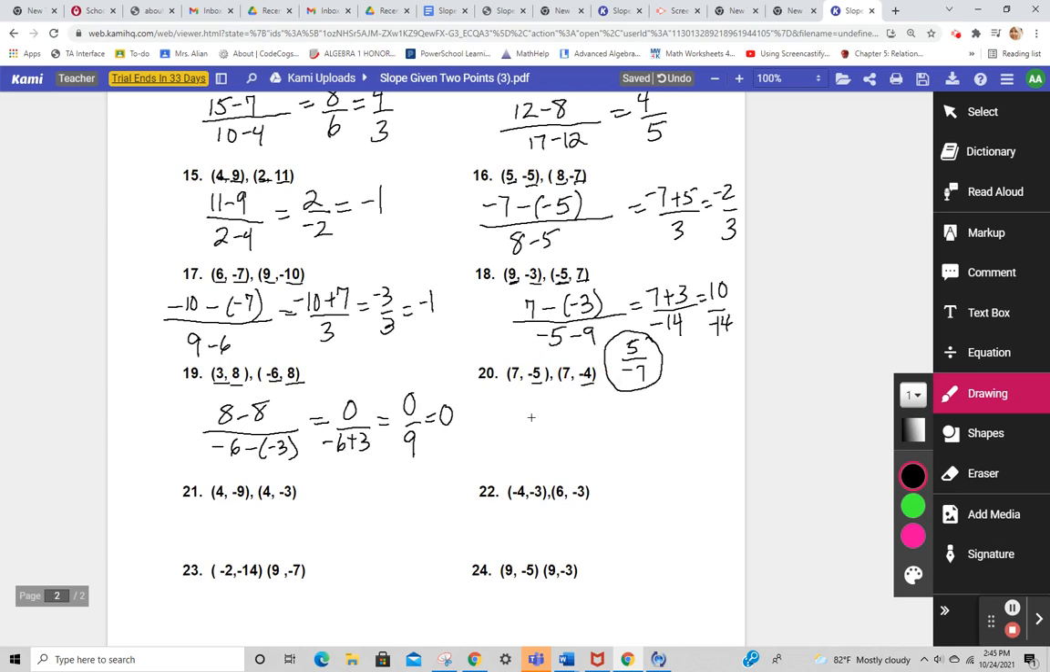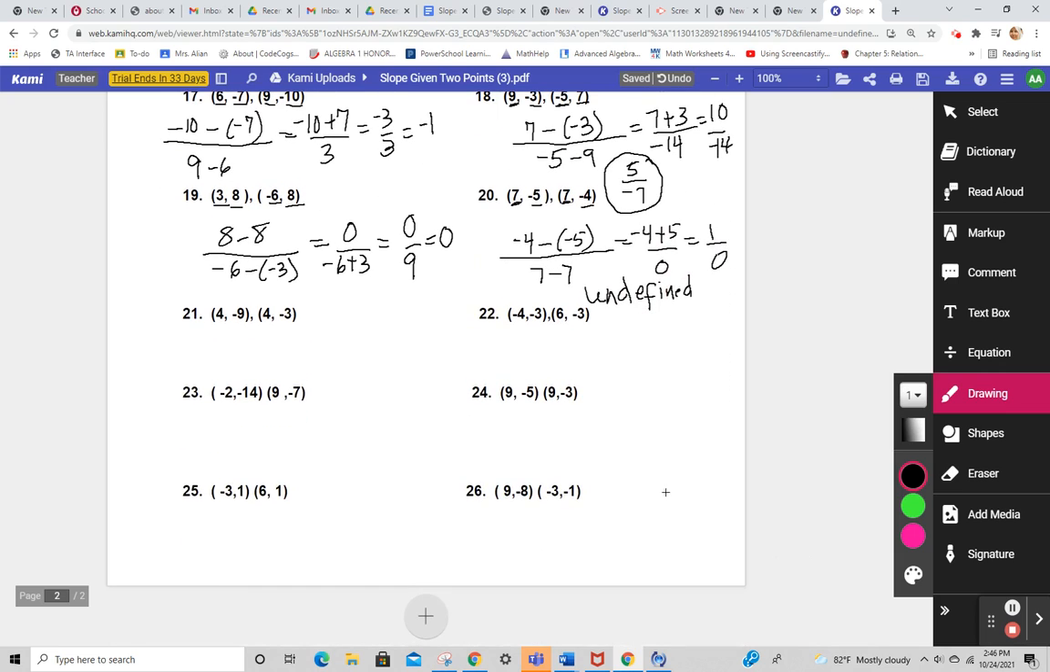Y sub 2 minus y sub 1, negative 4 minus negative 5. Remember to put all your negative numbers that you're subtracting in parentheses. X sub 2 minus x sub 1, 7 minus 7. That gives us negative 4 plus 5 all over 0. That gives us 1 over 0, which means our slope is undefined. We have 0 in the denominator. The slope is undefined because we can't divide by 0.